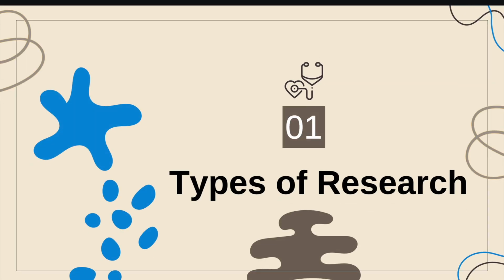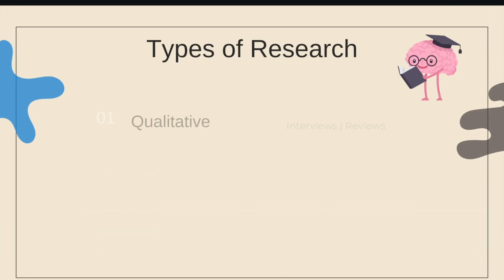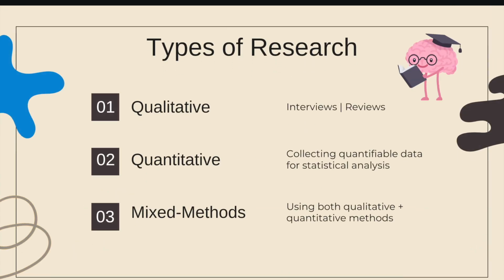There are three main types of research that we're going to discuss today. First, qualitative research, which focuses on understanding experiences and opinions. Second, quantitative research, which focuses on numbers and measurable data. And third, mixed methods research, which combines both approaches to get a more complete understanding of a topic. It is important to note that each type of research has its own strengths and weaknesses, and it is the researcher's job to choose which type is most appropriate for their study.